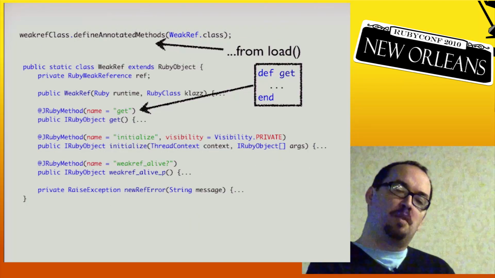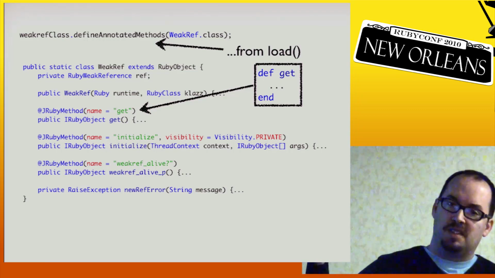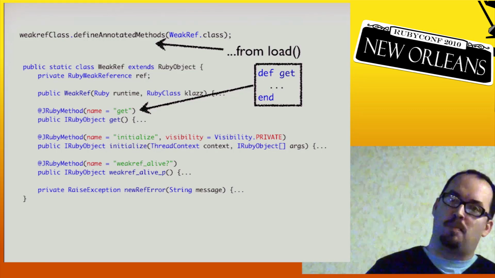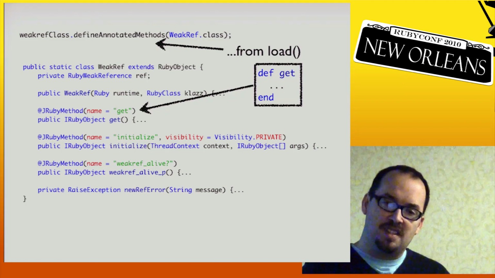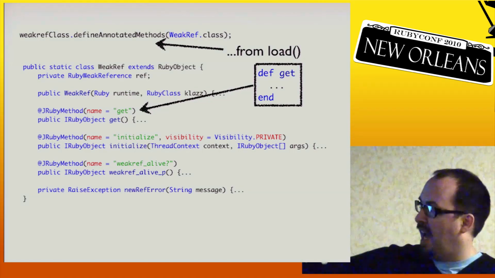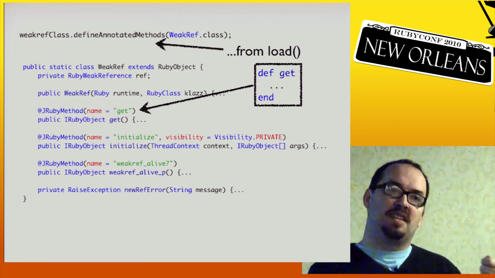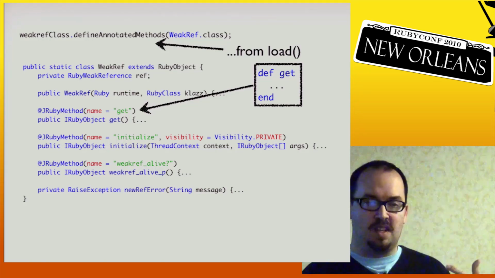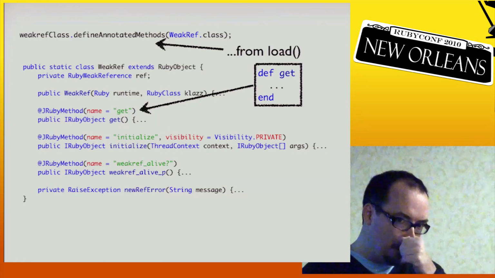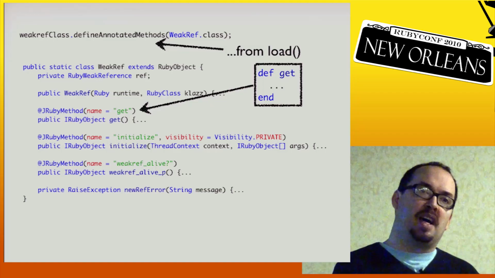So one line I didn't mention in the load method was for weakref: we called define annotated methods and passed in a reference to a class. What this does is it scours the class for @JRubyMethod annotations, which specify all the Ruby methods that are defined in this weakref object or type. And this is how we actually bind the Ruby name to Java type signatures.